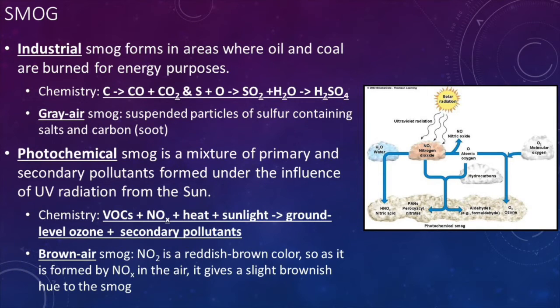Smog occurs when the air quality is so impure that visibility is impaired. There are two major types of smog that are determined by the chemicals found in the air. Since the onset of the Industrial Revolution, cities have suffered a type of smog known as industrial smog, or gray smog. This consists mostly of sulfur dioxide, sulfuric acid, and particulate matter in the air, and occurs in areas where oil and coal are burned for energy purposes.